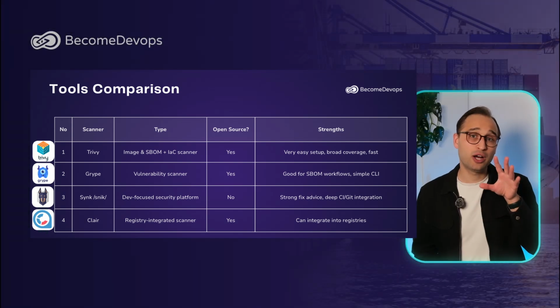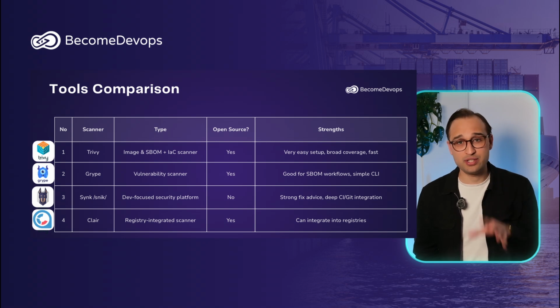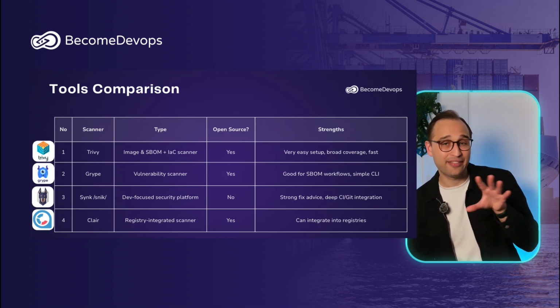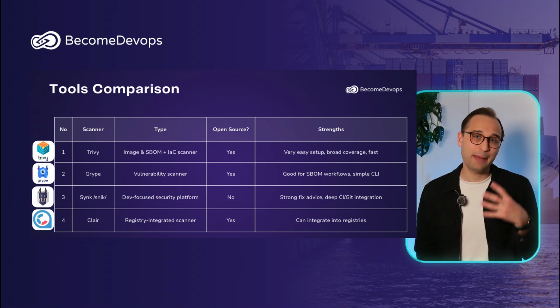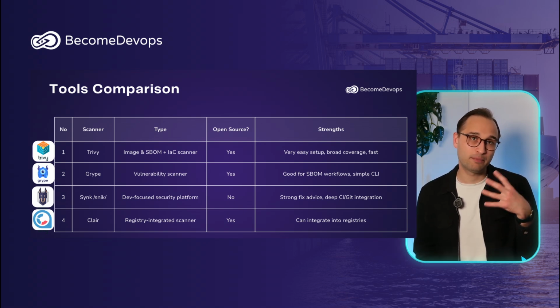Use Clair when you are working with private registries and you would like to have a static analysis of your container images and you need a solution embedded into your private registry workflow.